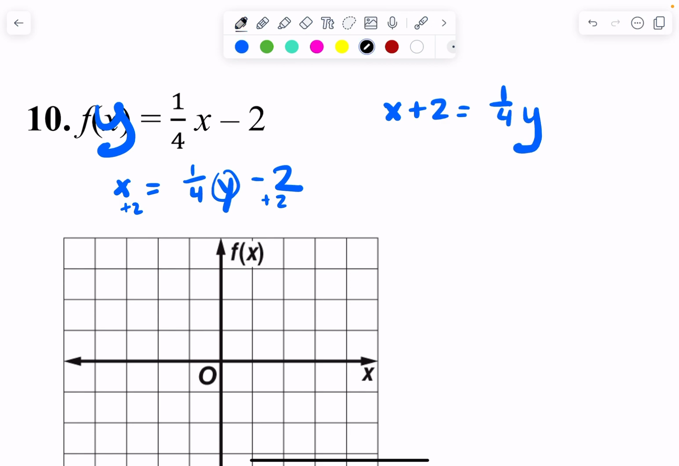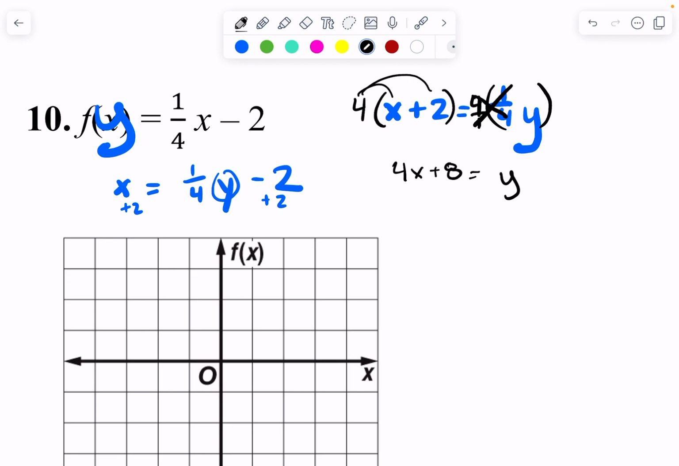By the way, if I'm going too fast, please pause the video and catch up if you need to. I'm going to multiply this by 4 to get rid of the 1/4. I multiply by 4 over 1, right? Multiply by 4 to get it to go away. That's by multiplying by the reciprocal. We've got y equals, if I distribute my 4 through, 4x plus 8.